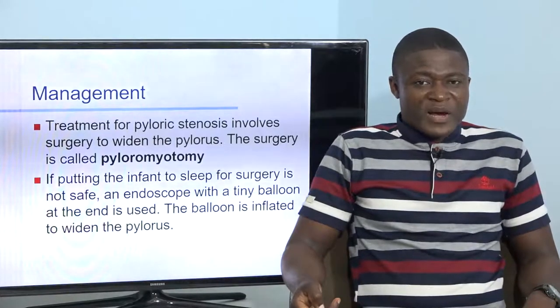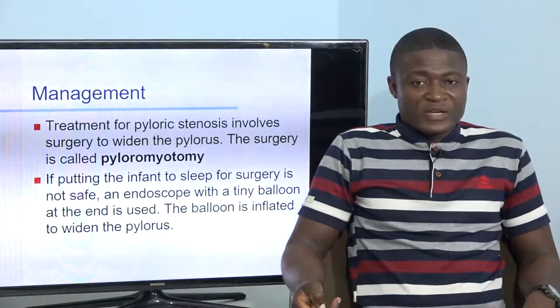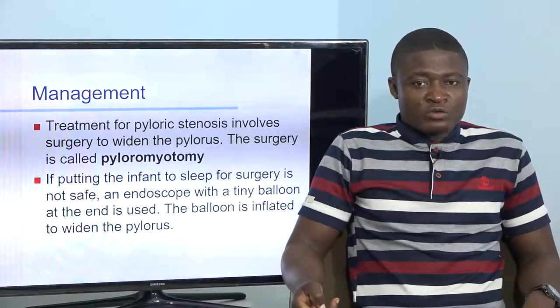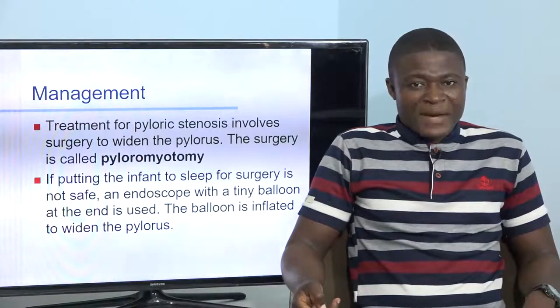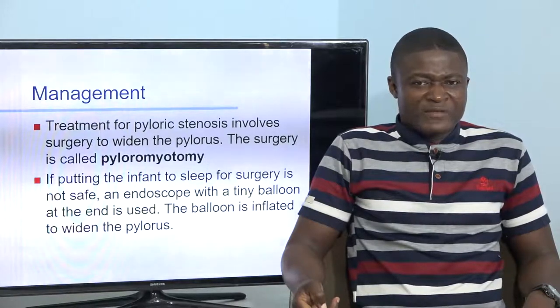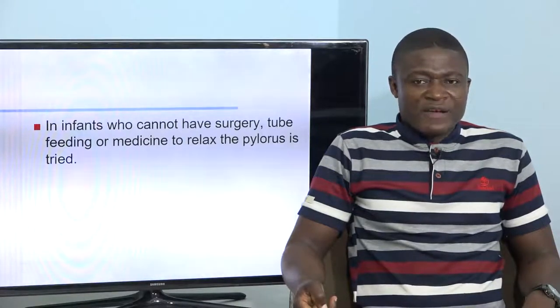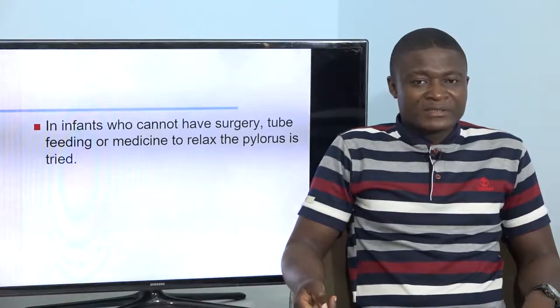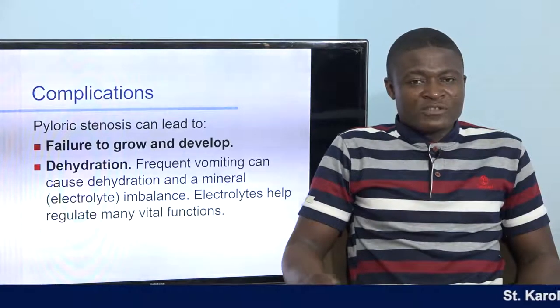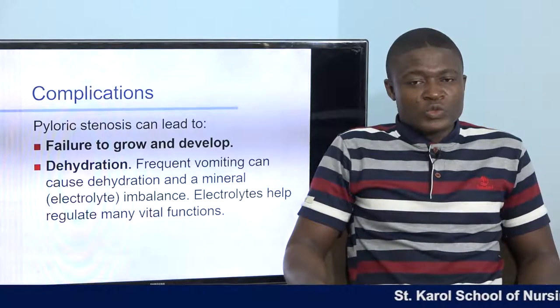All right, so management of pyloric stenosis. Treatment of pyloric stenosis involves surgery to widen the pylorus. The surgery is called pyloromyotomy. If putting the infant to sleep for surgery is not safe, an endoscope with a tiny balloon at the end is used. The balloon is inflated to widen the pylorus. In infants who cannot have surgery, tube feeding or medicine to relax the pylorus is also tried. This relaxes the pylorus and allows the food to enter through into the intestines.